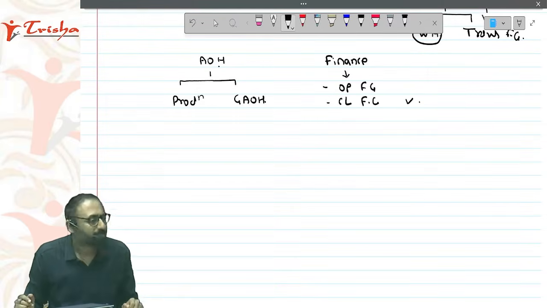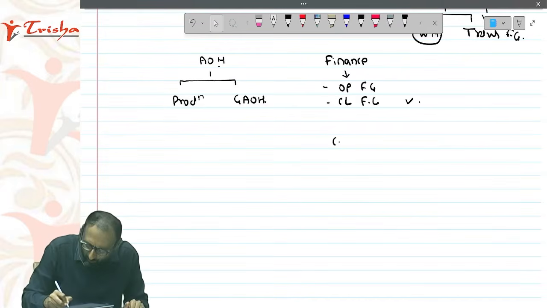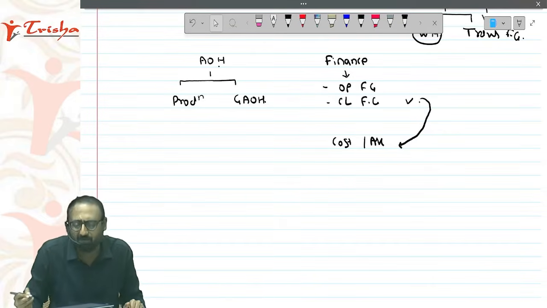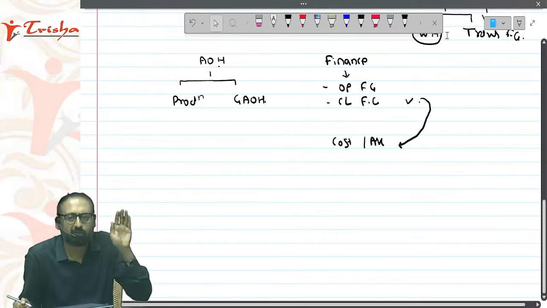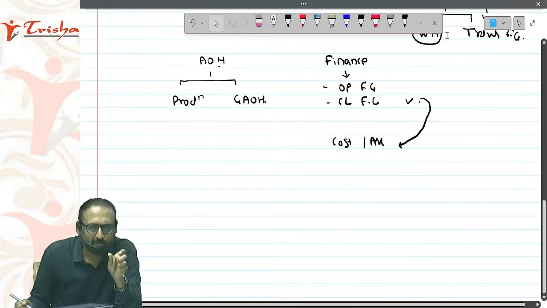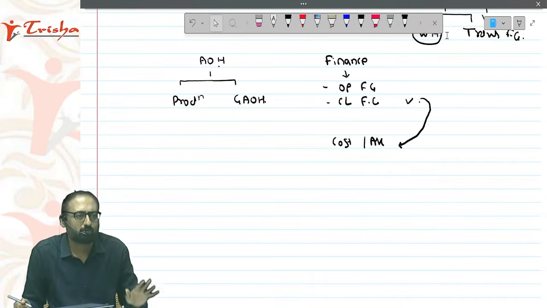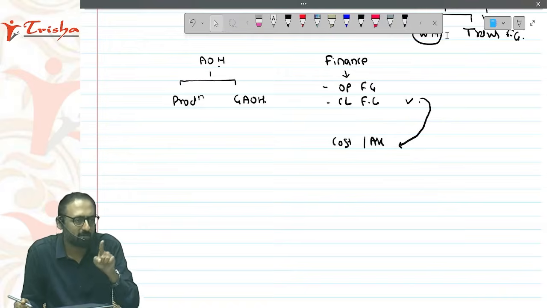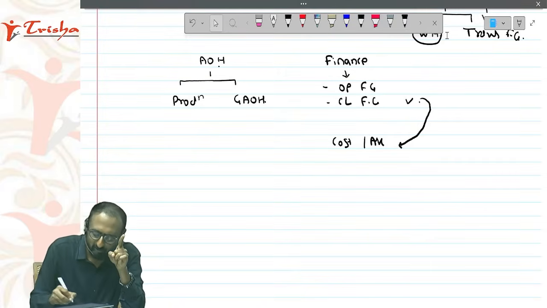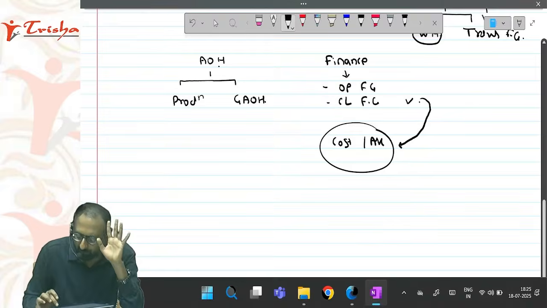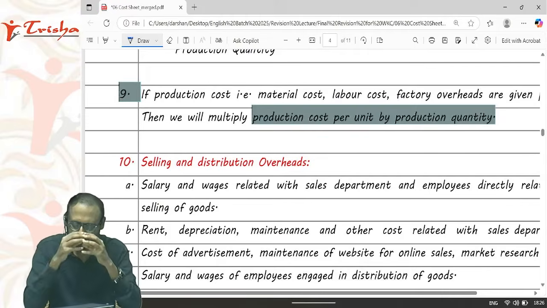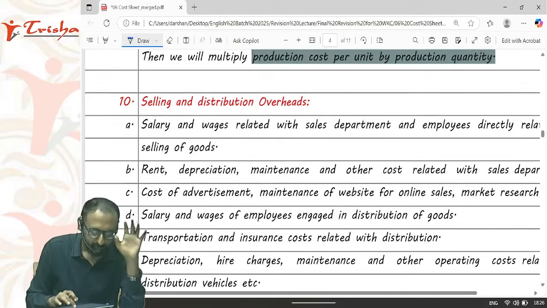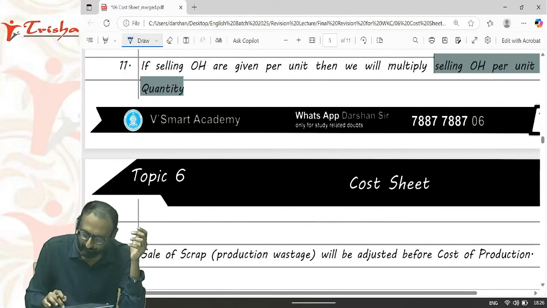My dear friends, in examination, while preparing the cost sheet, don't copy this closing stock of finished goods value as it is, because in the cost sheet, closing stock of finished goods will be valued at production cost upon production quantity multiplied by closing stock quantity. Most students make this mistake. Avoid it. Next one, per unit information, I'll explain later.